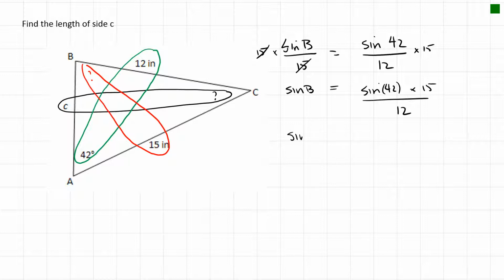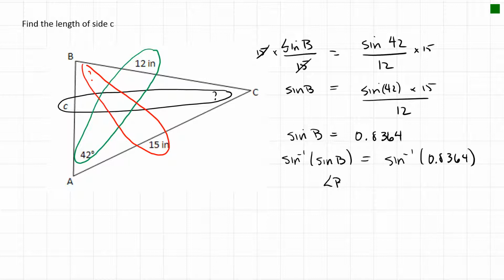And if you now pick up your calculator, you should get an answer of 0.8364. I've just used the first 4 decimals here. Now, in order to find B, we're going to take the inverse sine of both sides. So I take the inverse sine of the sine of B. These are inverse operations, so it cancels, but what I do to one side, I have to do to the other.